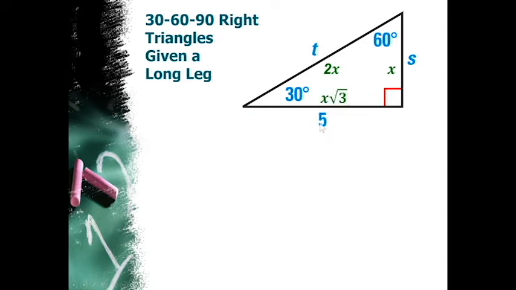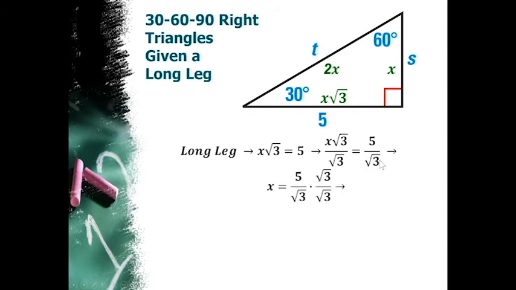We're going to start off here by making our value that they gave us equal to the rule. So our long leg's what we're looking at. Our rule for our long leg is x root 3. We're going to make that equal to 5. We're going to solve this down by dividing both sides by square root 3. That gives us the square root 3's that would cancel out. We got 5 divided by square root 3, which we know we have to rationalize the denominator on.